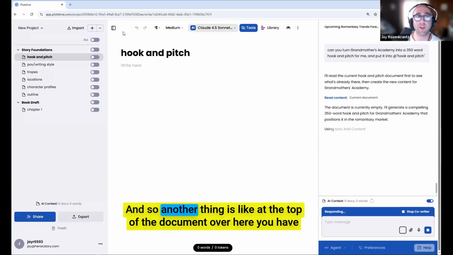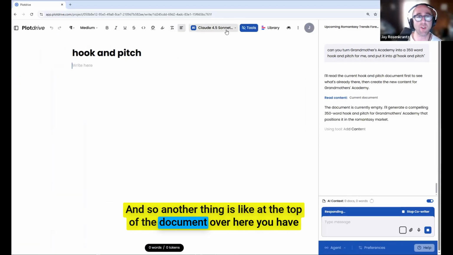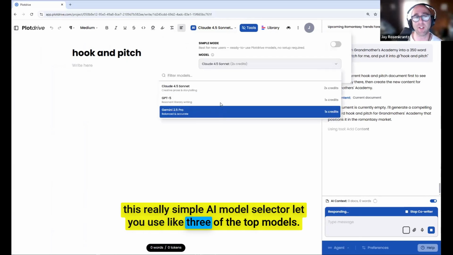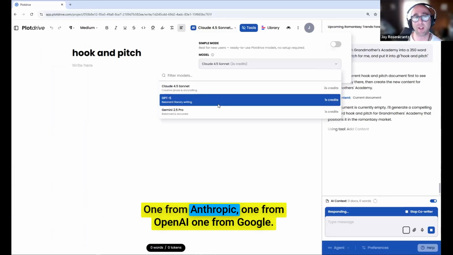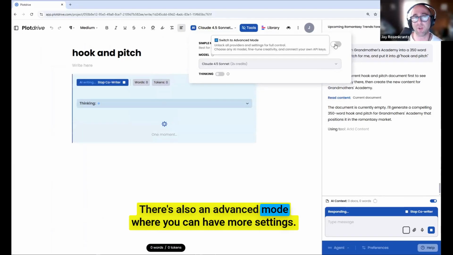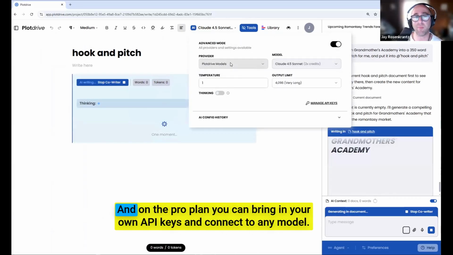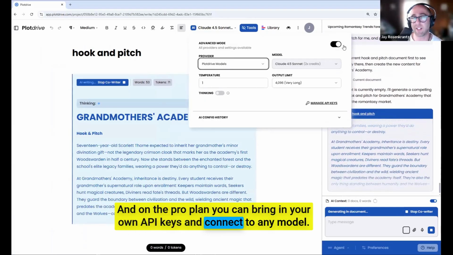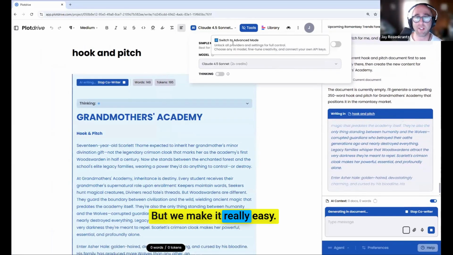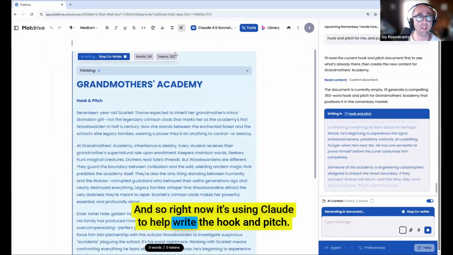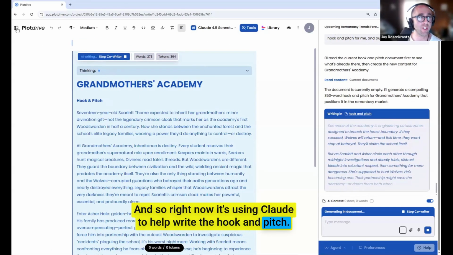Another thing is at the top of the document over here, you have this really simple AI model selector. Plotchart lets you use three of the top models, one from Anthropic, one from OpenAI, one from Google. There's also an advanced mode where you can have more settings, and on the pro plan, you can bring in your own API keys and connect to any model. But we make it really easy. And so right now it's using Claude to help write the hook and pitch.